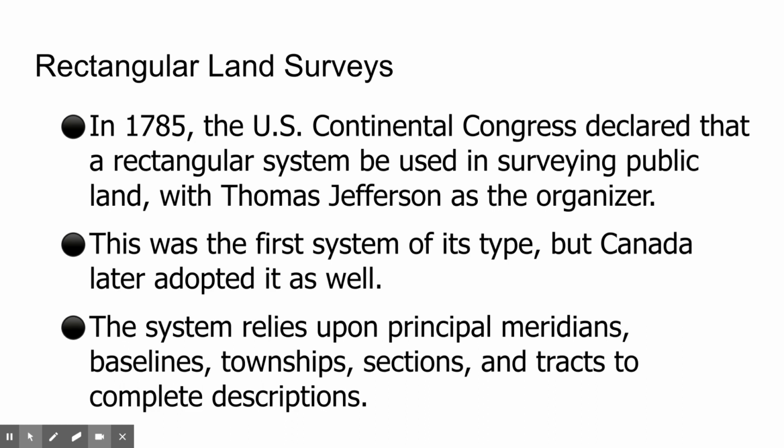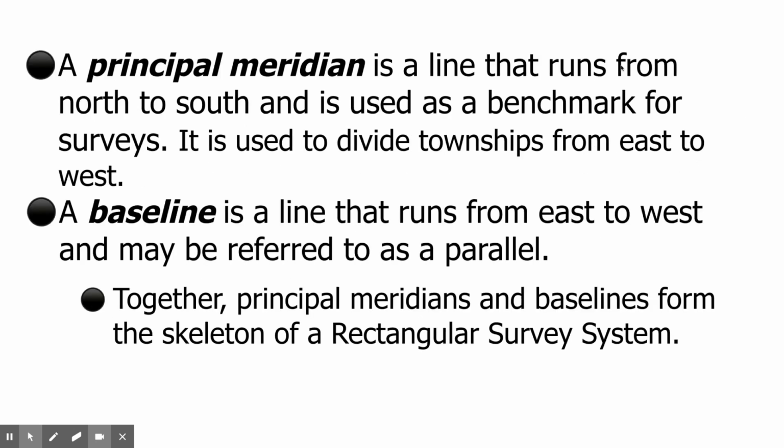The big thing, though, in the original 13 colonies and Texas, because Texas at the time was run by the Spaniards, they're already surveying land in what was called the metes and bounds system, so they do not fall into the rectangular land surveying system. But Illinois, because it wasn't a state yet in 1785, it falls under the rectangular land survey.